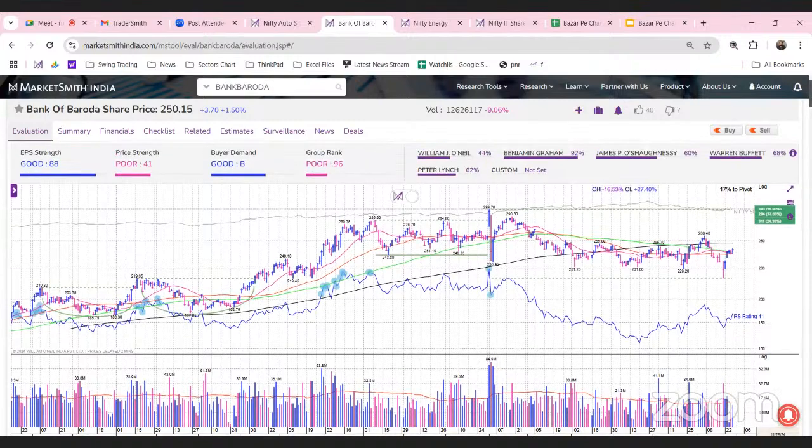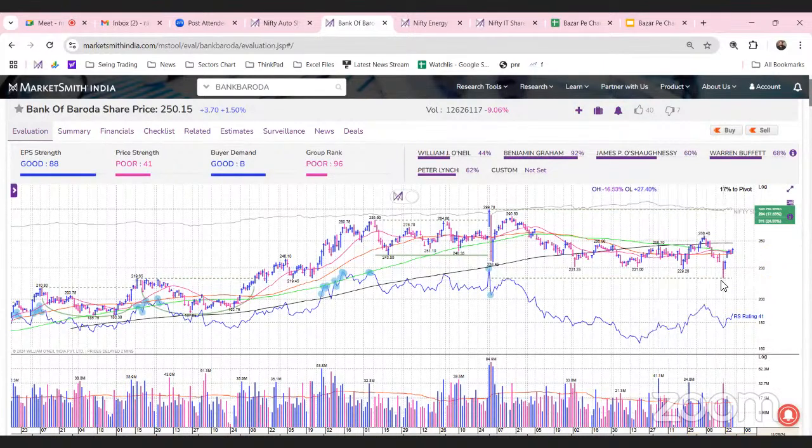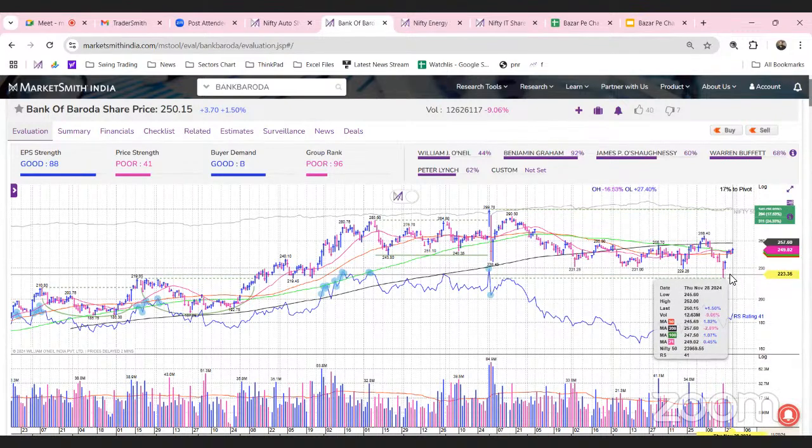So this is the chart of Bank of Baroda. From the lower level, if you look at this support range, the stock has hit the recent low at 219, or we can say 220. After that there has been some improvement, and the stock has bounced back from the lower level. The 200 DMA is just 2.8, or we can say 3% away.